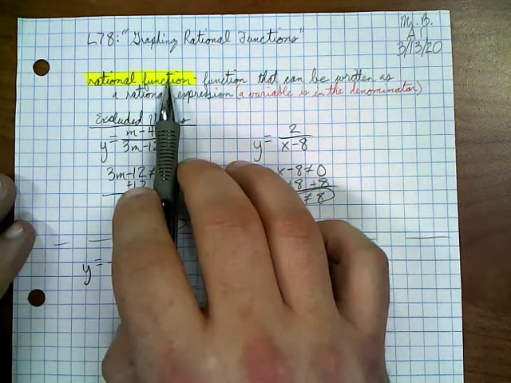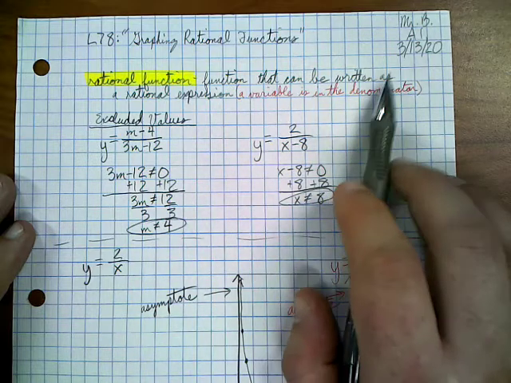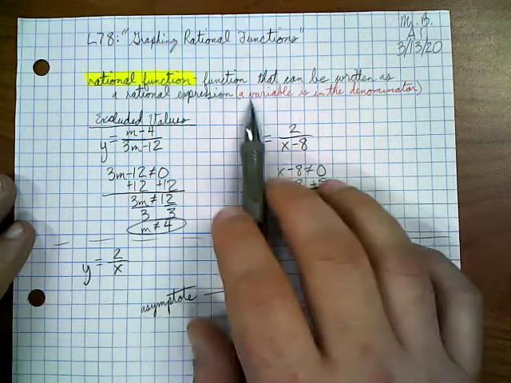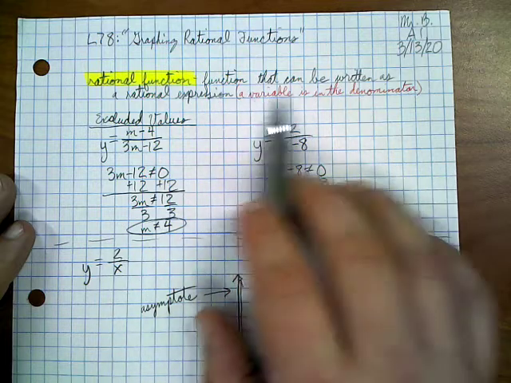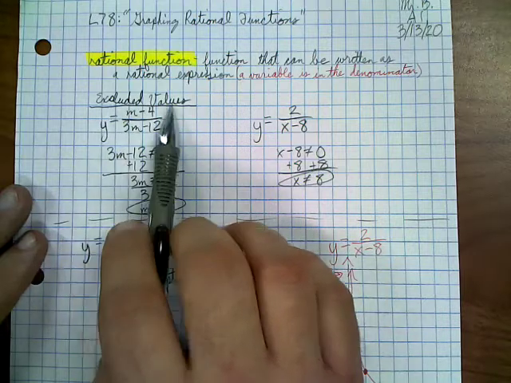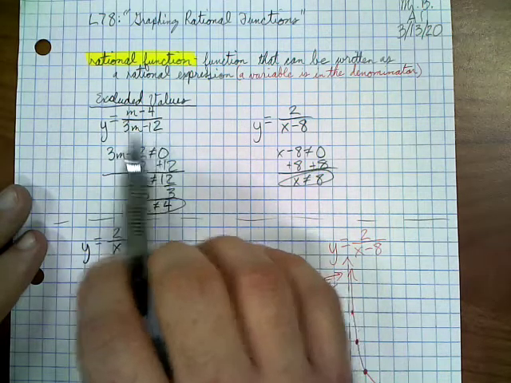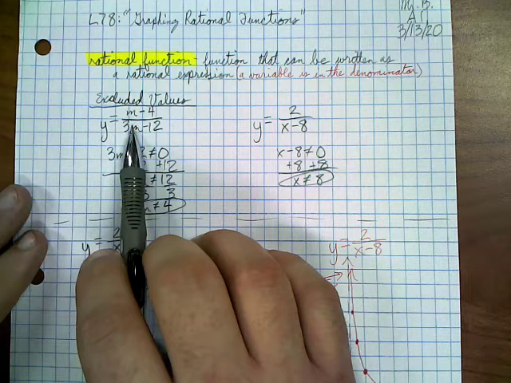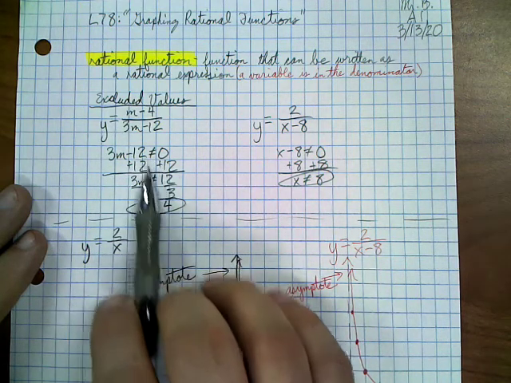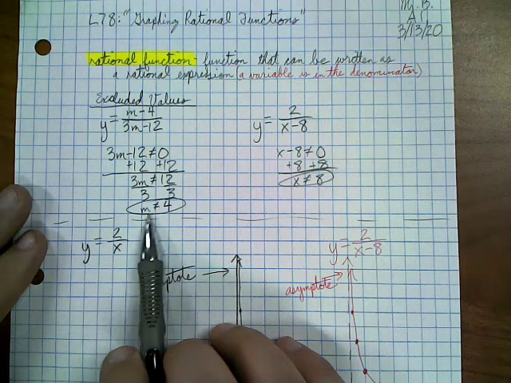A rational function is a function that can be written as a rational expression, as a fraction. However, this means that we're going to have a variable in the denominator. So remember, we found excluded values here. Denominators cannot equal 0. So if we want the excluded values, then we know that 3m minus 12 cannot equal 0. We solve this just like an equation to find out that m cannot equal 4.